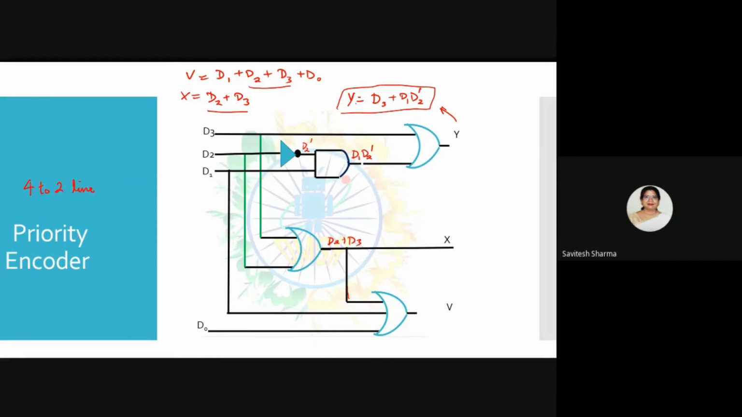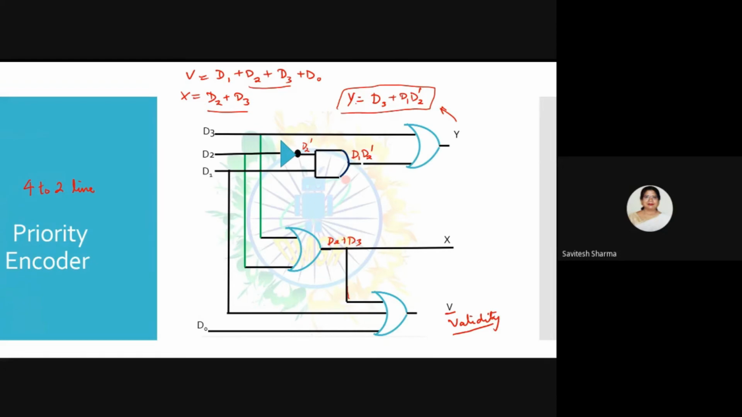4 to 2 line priority encoder. The important thing is that I am saying 4 to 2 line, but I am showing you 3 outputs. This additional output is for showing the validity of the output. Whether my XY is correct or not, it will indicate that my result is valid.